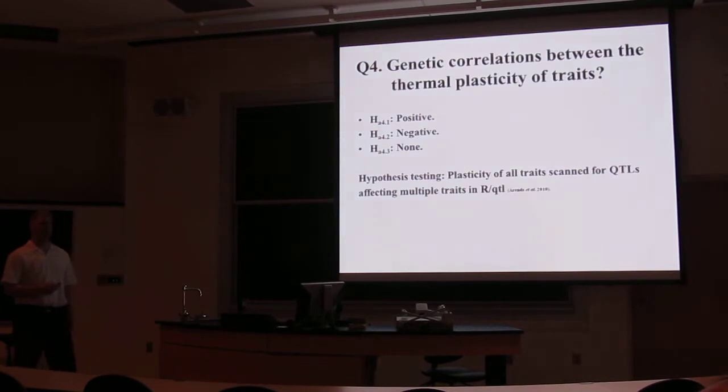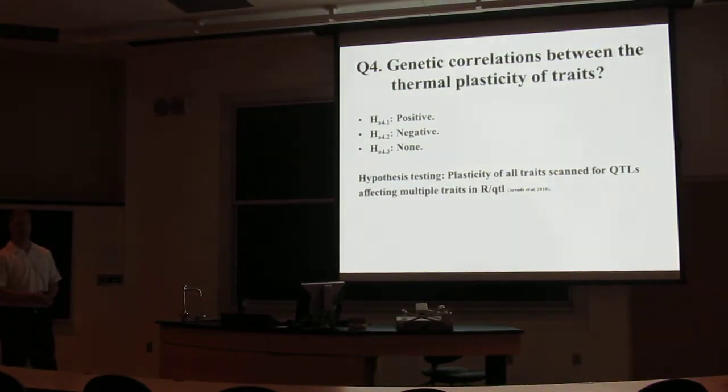To answer my 3rd question, what are the genetic correlations between the thermoplasticities of different traits? My hypotheses are that I can find positive, negative, or no correlations. And I'll test these hypotheses by taking the plasticity values of all the different traits and scanning those for QTLs that influence multiple traits.